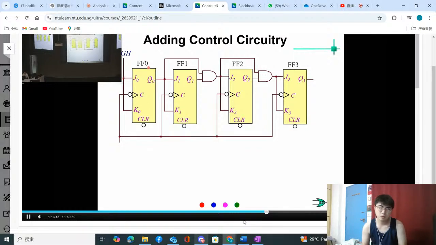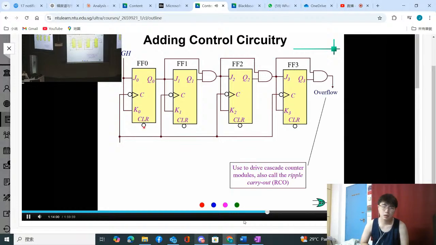Now, if you look here, I'm adding the controlling circuit. Why do I want to add a controlling circuit? Because it will allow me to reset, not count up to maximum. For example, I have this overflow here. I can use this one to cascade to another counting sequence, used to drive a cascading counter module, which is also called ripple carry out. For example, now you have 4 bits, I can cascade into another 4 bits, so it becomes an 8-bit counter.